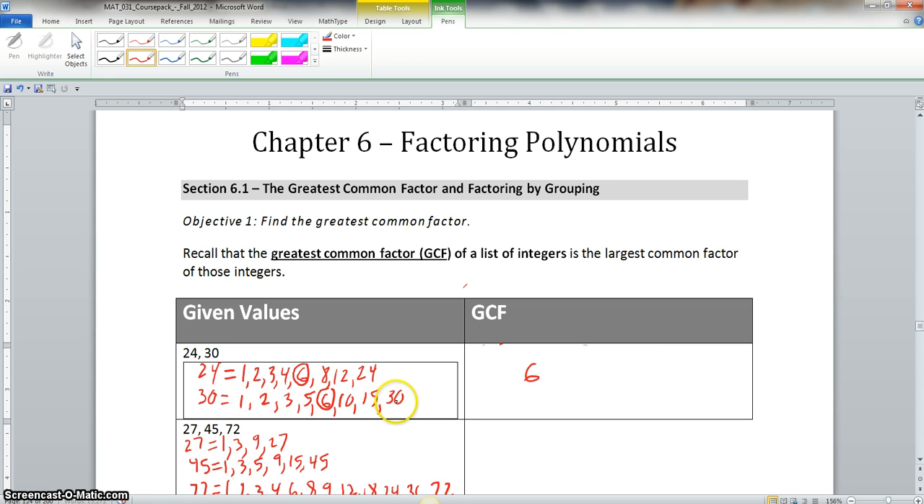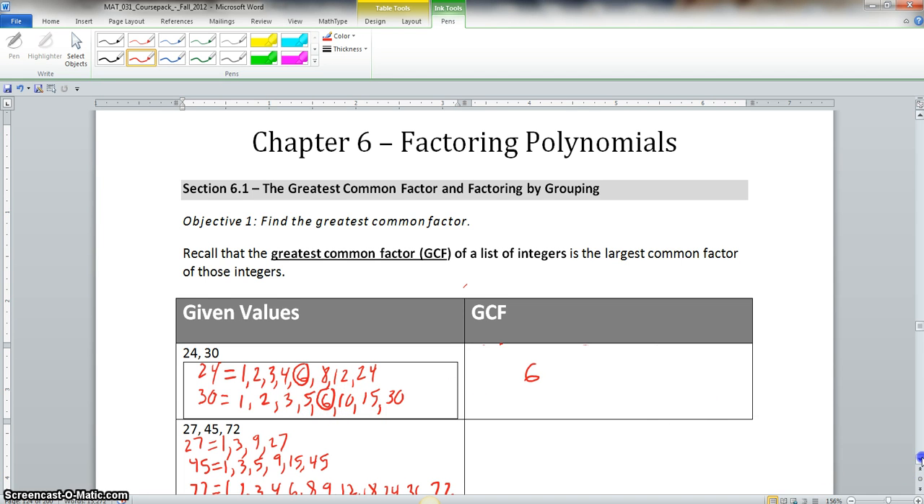We have 1 times 30, which is 30. 2 times 15 is 30. 3 times 10 is 30. And 5 times 6 is also 30. Now that we have done all of the factors for these two numbers, we pick the number that's the highest that both of them have in common, which happens to be 6 here. So 6 is the greatest common factor. 6 is the greatest number they have in common.